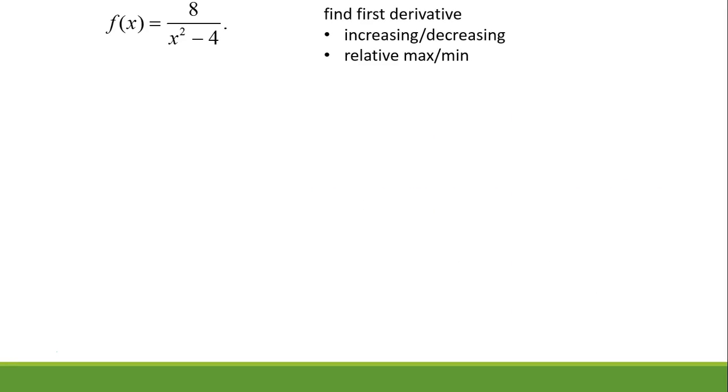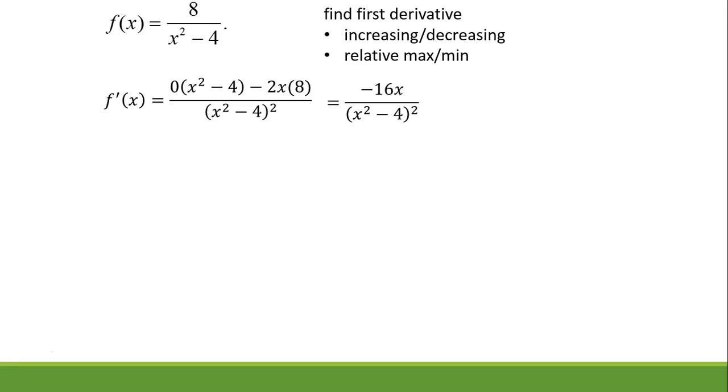Now, to figure out what those pieces look like, we can look at the first derivative to determine where the function's increasing and decreasing, and if we have any relative maximum or minimums. So we can take a derivative by using our quotient rule and by simplifying. And then we can look for critical values. Critical values occur where our first derivative is either equal to 0 or undefined.